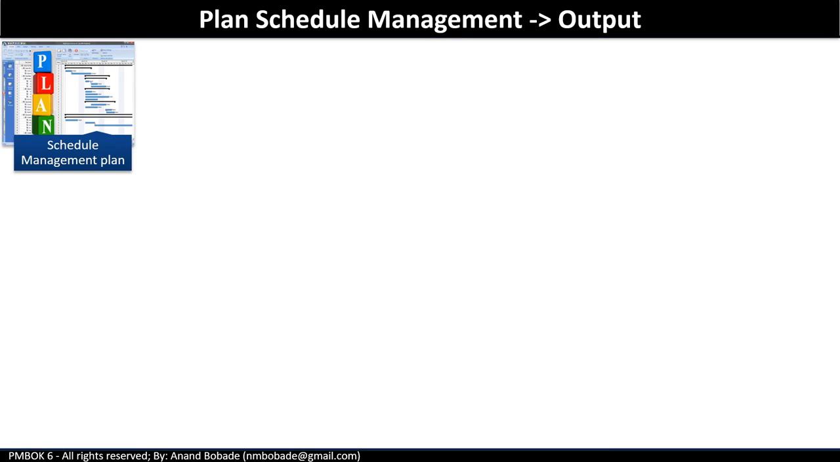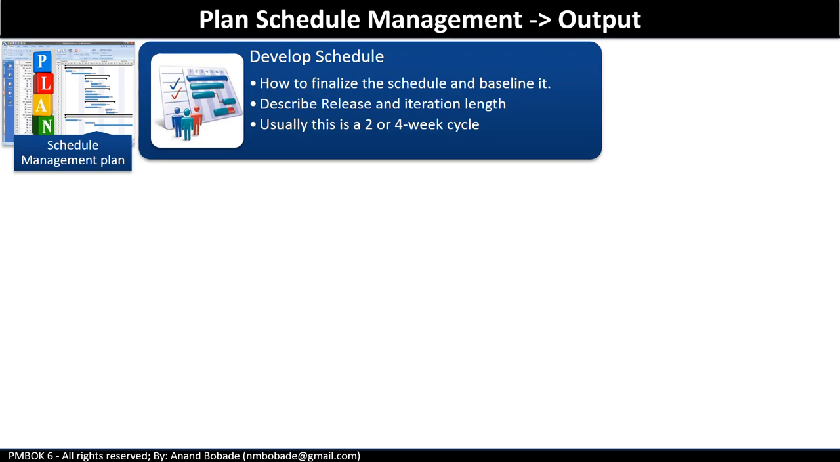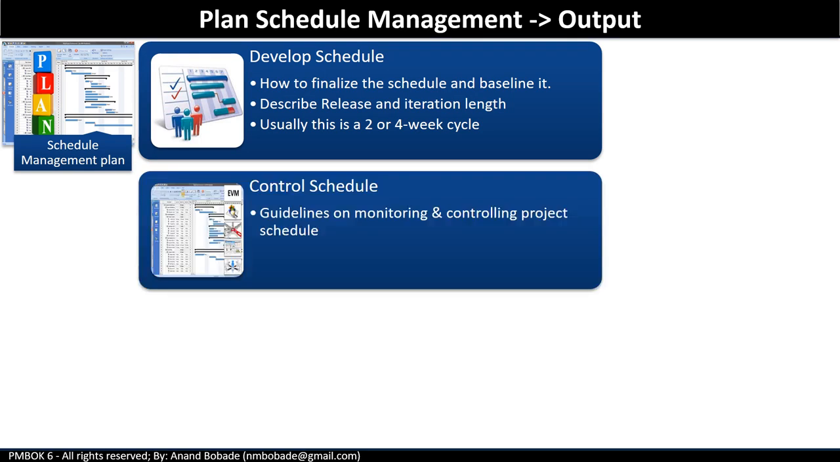Other processes described in the plan are develop schedule. This process describes how to finalize the schedule, how to optimize it, and how to finally baseline it. It contains information about releases and iteration length. If you are using an agile lifecycle, you need to specify the sprint period. Usually this is a 2 to 4 week cycle, but it needs to be specified and it needs to be consistent.